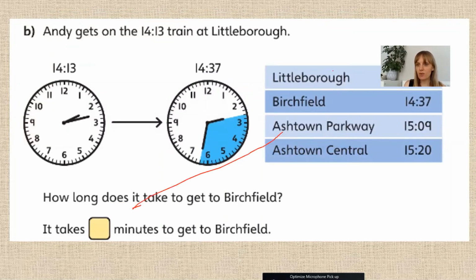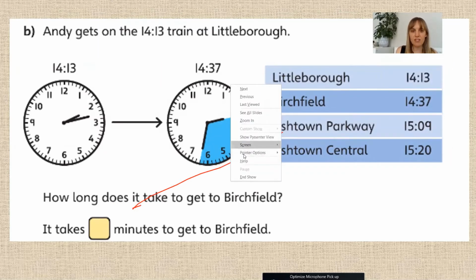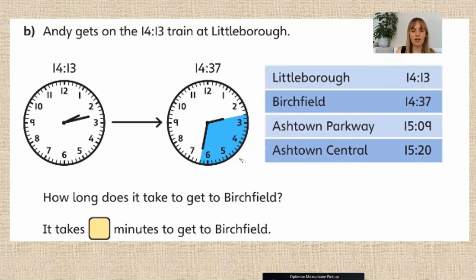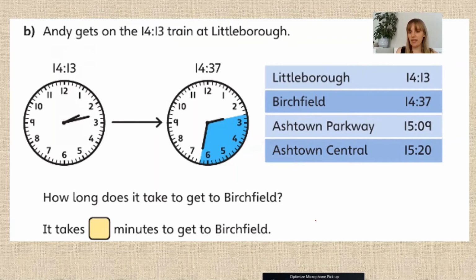Now then, Andy gets on the 1413. Oh dear, look, that's all gone a bit wrong. Let me move myself up and get the rubber to get rid of this horrible line. So he's getting on the 1413 train this time at Littleborough. Now, at Littleborough, we are going to work out how many minutes it takes to get to Birchfield. So he's getting on this train and he's getting off at Birchfield at 14:37.